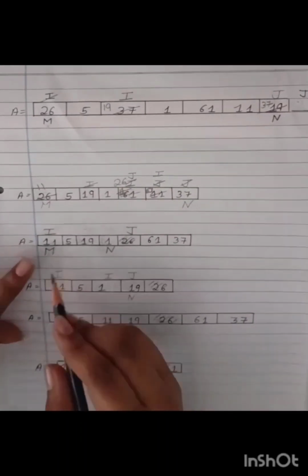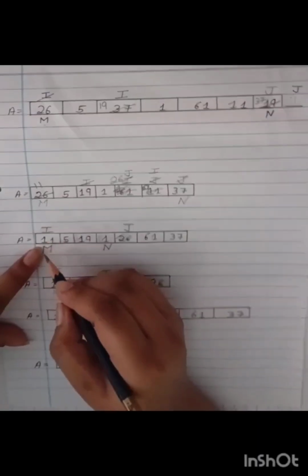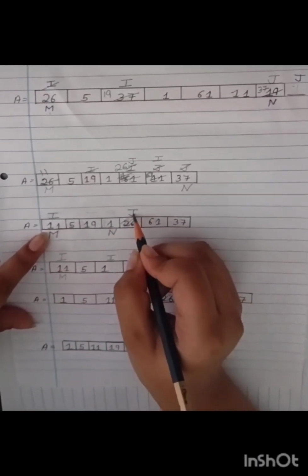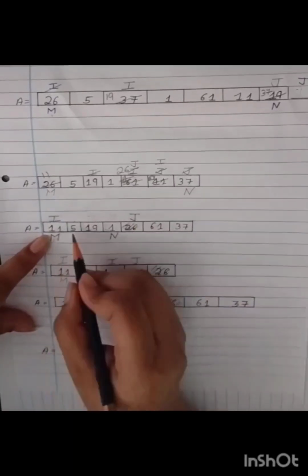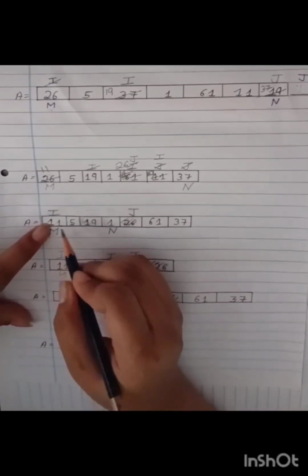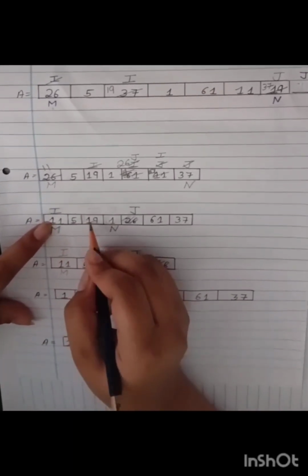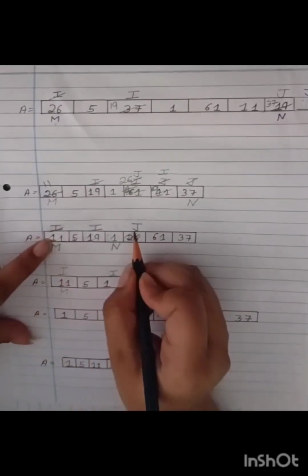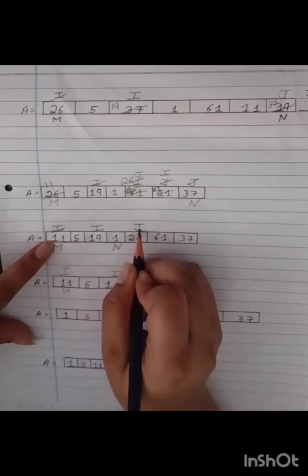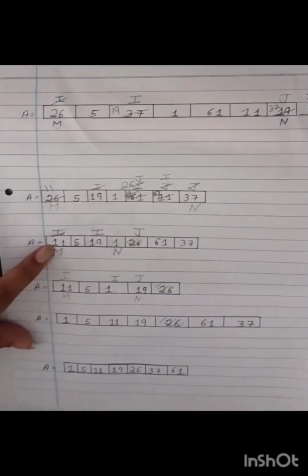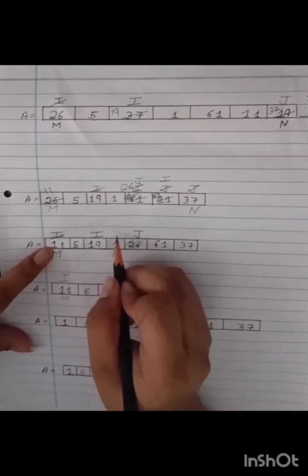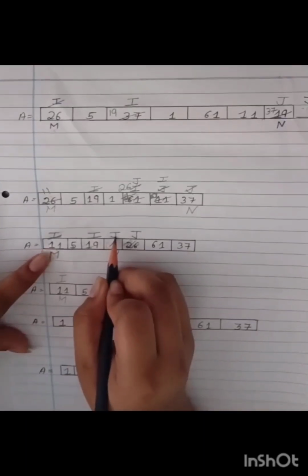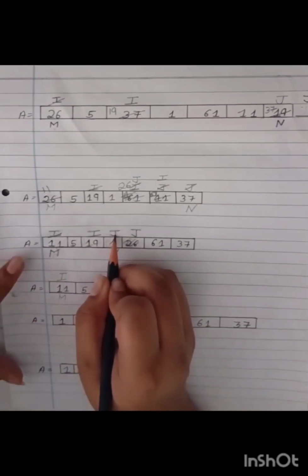Now we have to check the condition where i is greater than or equal to m or not, and j is less than or equal to m or not. Here 5 is less than 11, now we have to check another value. Here 19 is greater than 11, so here we put i, and for j we check whether the value of j is less than m or not. Here the value of j is less than m, so here we put i and j, and we have to check the position.